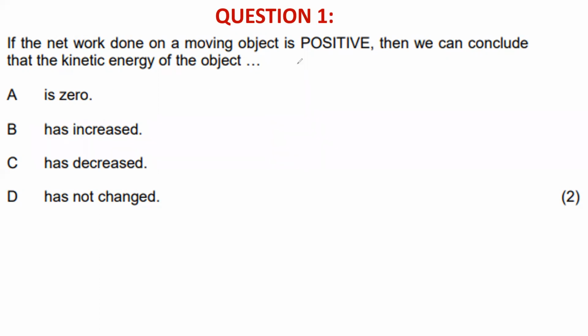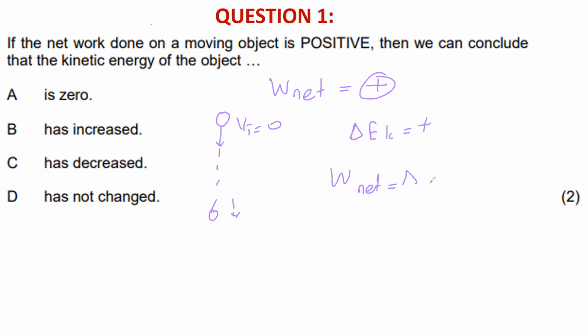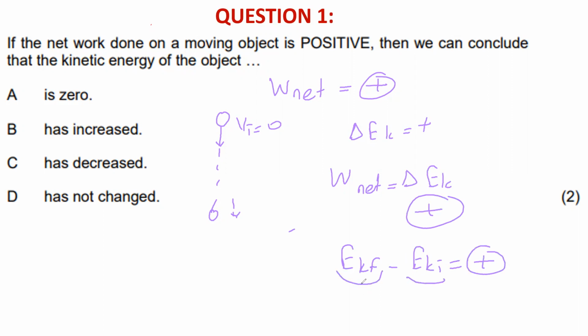So now you have net work positive. Net work positive means your kinetic energy increases, just like this one. You have V initial, let's say 0, and the velocity increasing, coming down, and then your kinetic energy increasing, because we know the work energy theorem: work net is equal to delta EK. So delta EK is positive. It means EK final minus EK initial is positive, so EK final is more than EK initial. So it has increased. That's our answer. Is it 0? No. Decrease? No. Not changed? No.